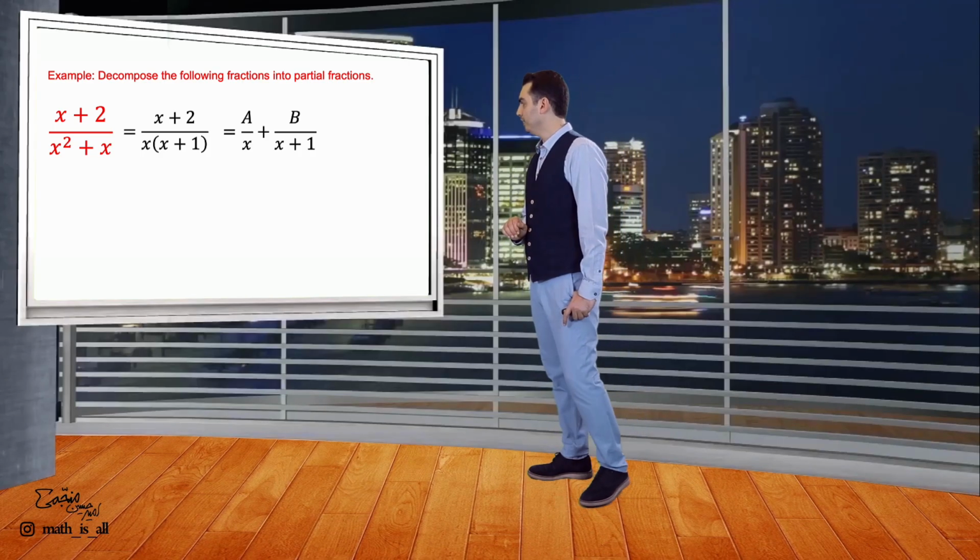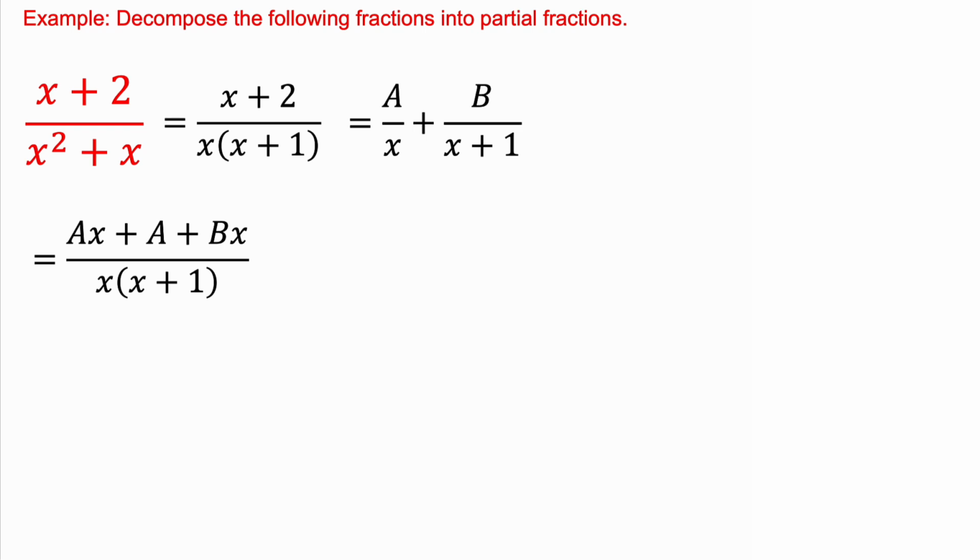The common denominator will be x times x plus 1. The first fraction's denominator was x. Now it is x times x plus 1. I multiply an x plus 1 in the numerator of that one. I multiply an x in the numerator of this one. It becomes ax plus a plus bx all over x times x plus 1. Now, the denominator of the expression I wrote is x times x plus 1, which matches the denominator of the original fraction. So what I wrote is consistent with your problem.